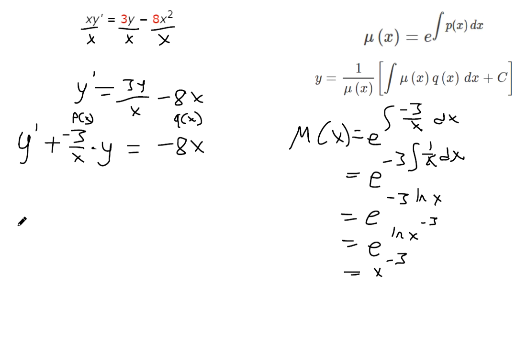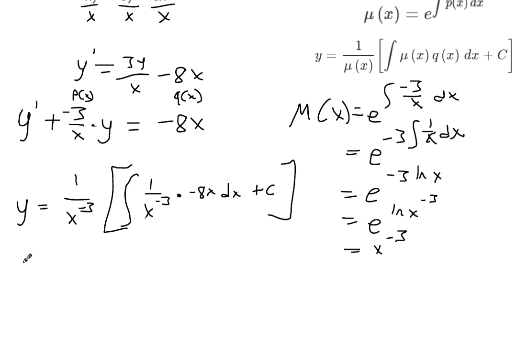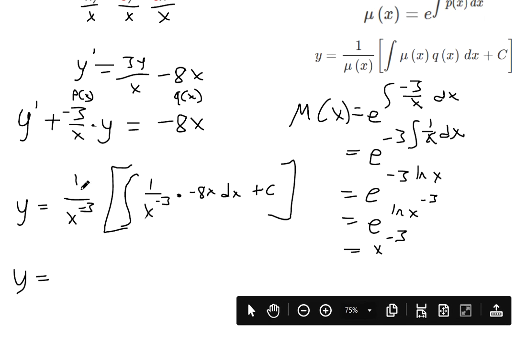Now that we know that, we can find the general solution. It's 1 over x to the negative 3rd, so that'll be nice. That's just going to be x to the 3rd times the integral of 1 over x to the negative 3rd times our q of x, which is negative 8x, plus c. So this is y equals, I'm just going to simplify this, it's x to the 3rd times this indefinite integral. You can clean it up first if you want to before you try to evaluate the indefinite integral.